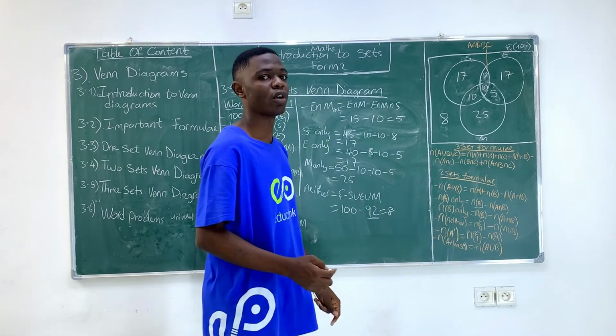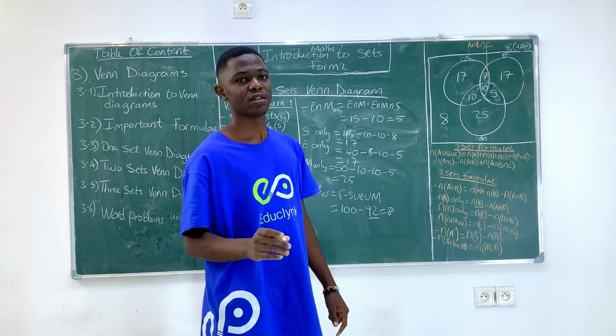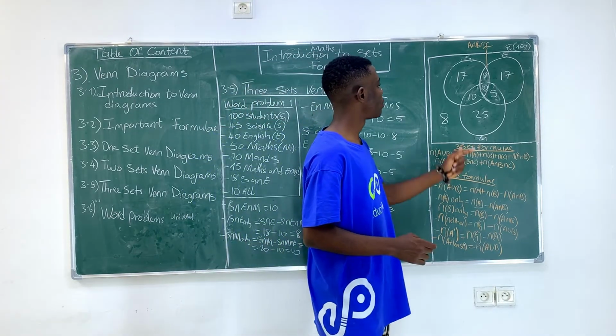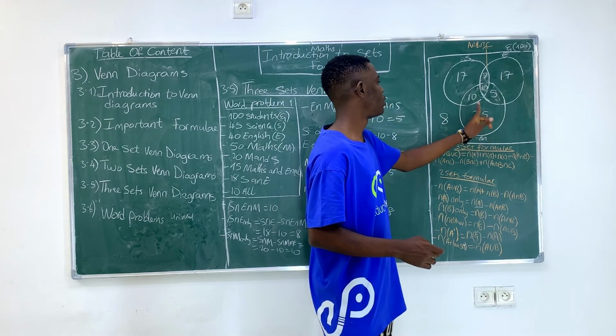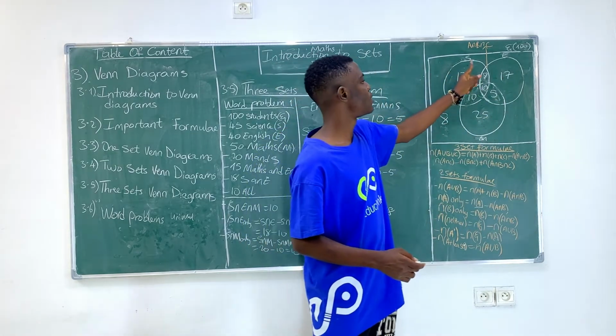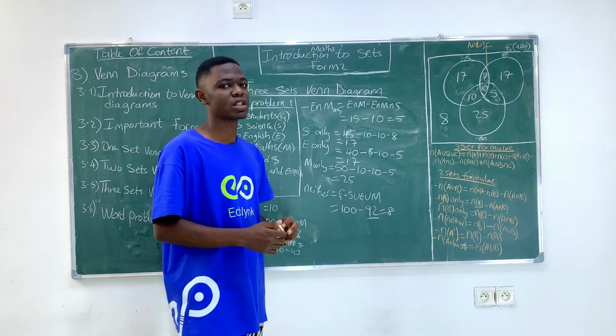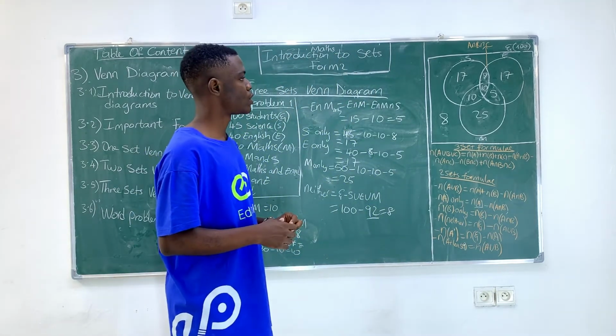So if they ask you for how many study at least 1 subject, it means you are going to add up every number here. It is just S union E union M, but they're asking you for the number of students who study at least 1 subject.